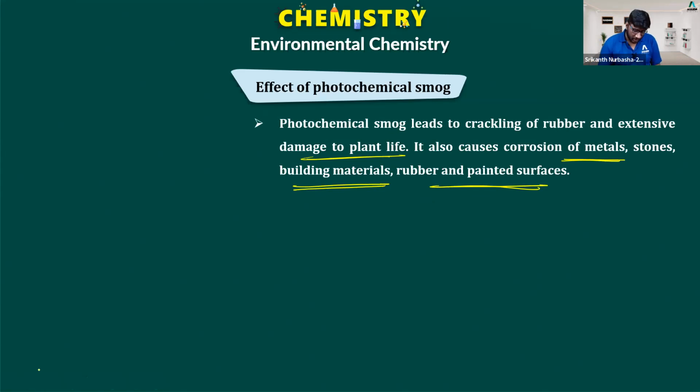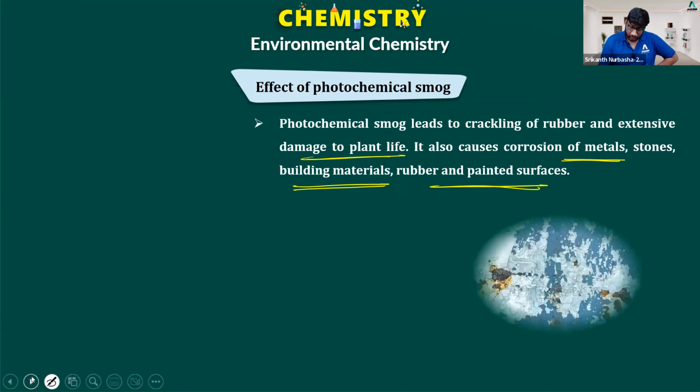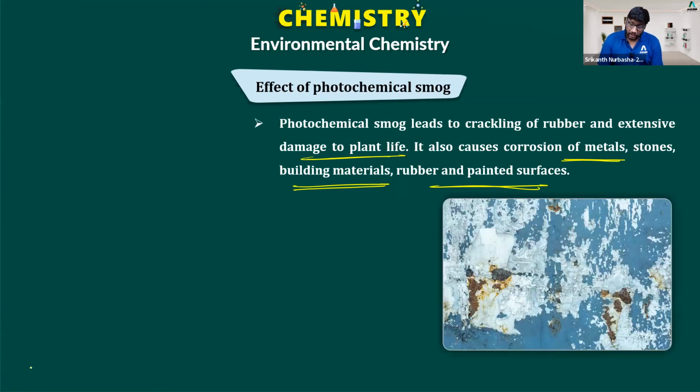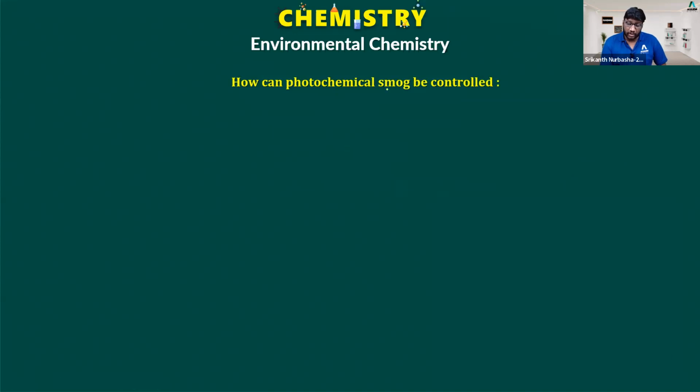A lot of things. The photochemical smog, which contains unsaturated hydrocarbons and oxides of nitrogen, will have a lot of adverse effects. So corrosion of metals, stones, building materials, all those are going to happen because of photochemical smog. Now, how can photochemical smog be controlled? How can we control the photochemical smog?